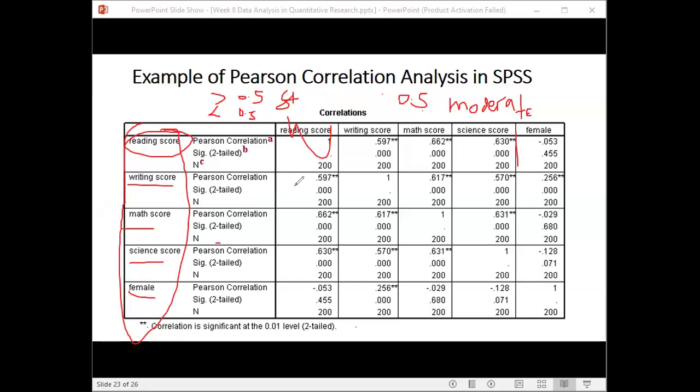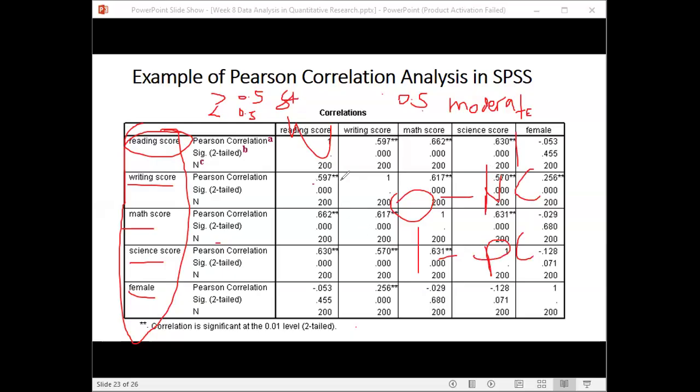Now, it goes whichever way, whether negative side or positive side. It works in the same way. So if it is greater than 0.5, whether negative or positive, it is a strong correlation, whether strong positive correlation or strong negative correlation. If it's exactly 0.5, whether positive or negative, it is a moderate correlation, positive moderate or negative moderate correlation. That's how you interpret. If it is 0, then no correlation. If it is 1, it's a perfect correlation. Okay, so let's bear that in mind. These are the interpretations for any correlation analysis.